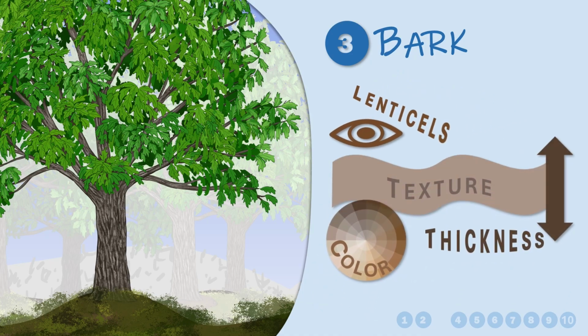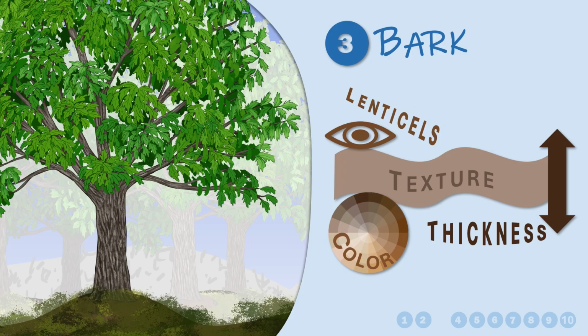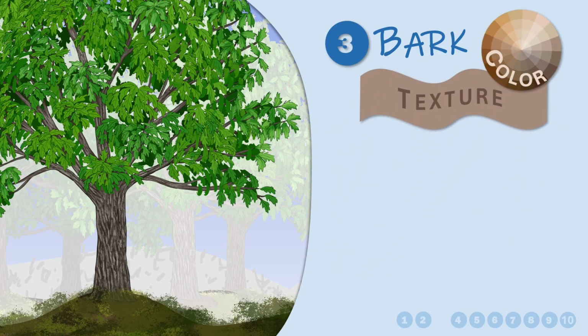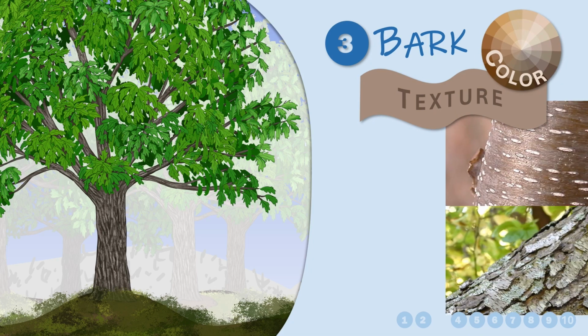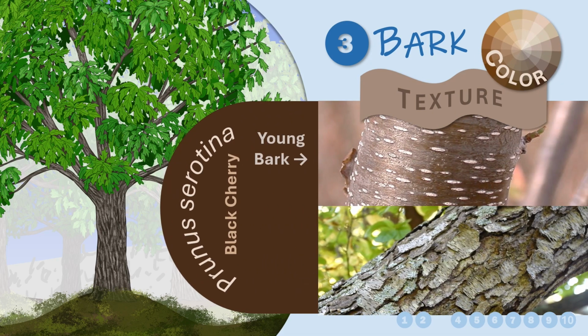When using the bark as an IDing clue, it's important to understand that bark color and texture can change as a tree ages. Bark on young trees is often fairly smooth, but on older trees, bark can become more textured. For example, Prunus serotina, or black cherry, has reddish-brown, smooth bark with obvious horizontal lenticels when it's young, but dark brown, flaky bark that looks like burnt cornflakes when it's older.